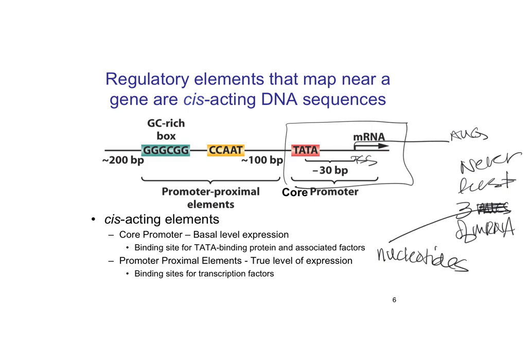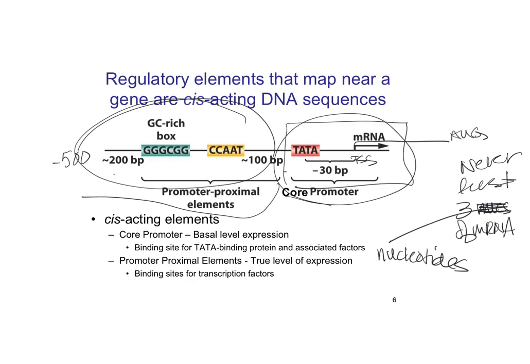This would be proximal, right? Minus 100, 200, minus 500 base pairs. All these other sites can sit there. The core promoter's in charge of basal levels, so low. If we want true expression or tissue specific or something that is actually physiologically relevant, we need proximal promoter elements.